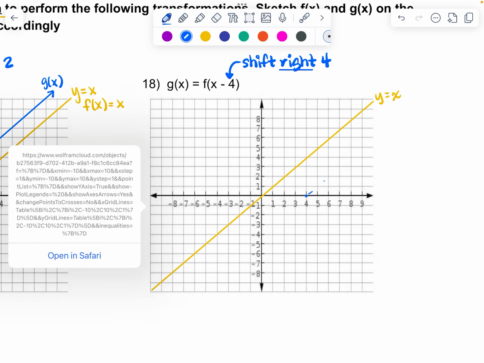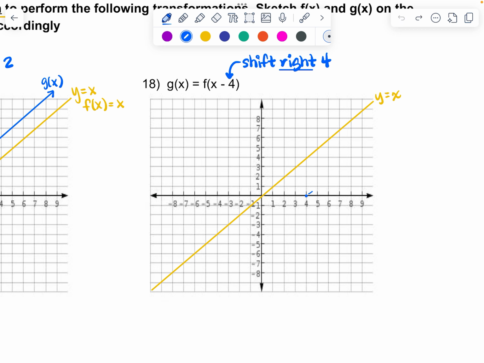So my slope is still, oh my goodness, what's happening? That was strange. Sorry about that.